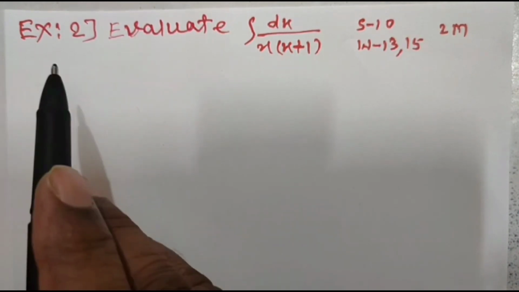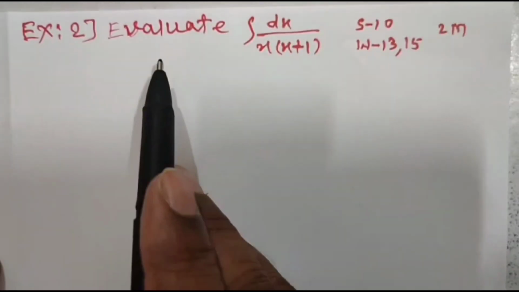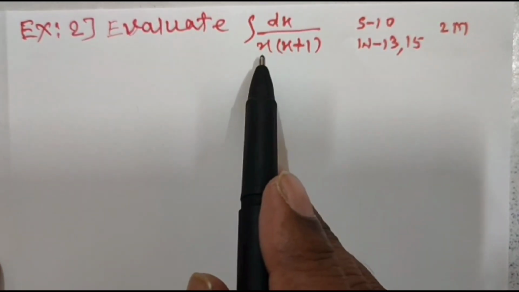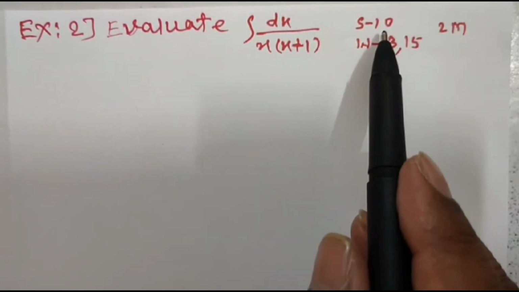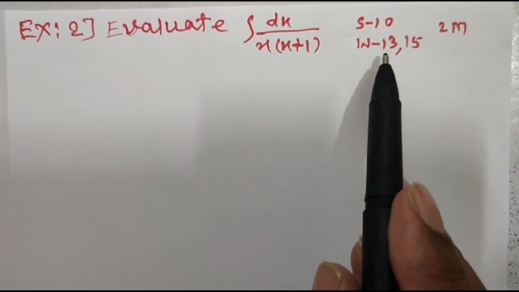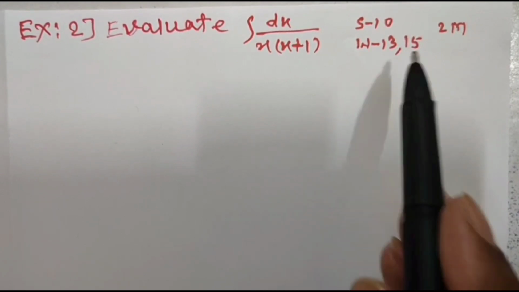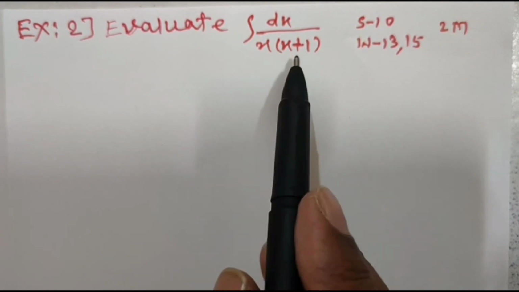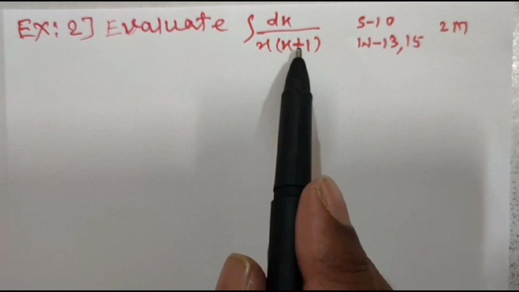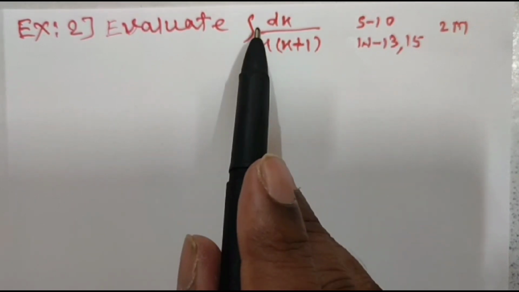Let us solve sum number 2. Evaluate integral of dx upon x into x plus 1. This sum appeared in summer 2010 and winter 2013 and 15 for 2 marks. Here x is a linear factor, x plus 1 is also a linear factor. Means the denominator contains non-repeated linear factors and the numerator is constant.